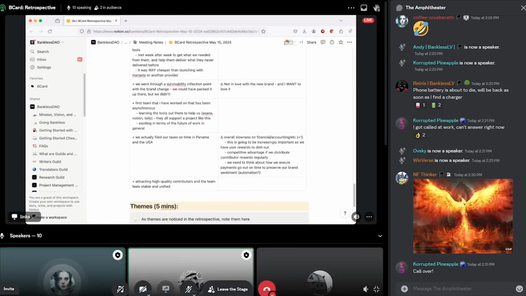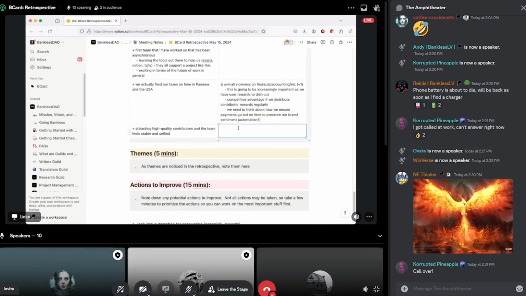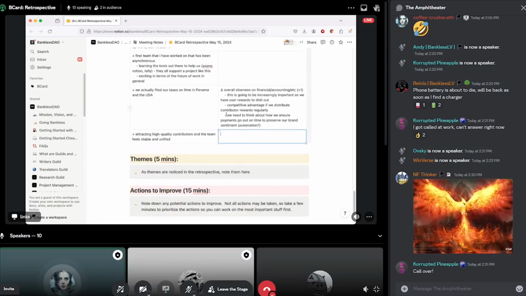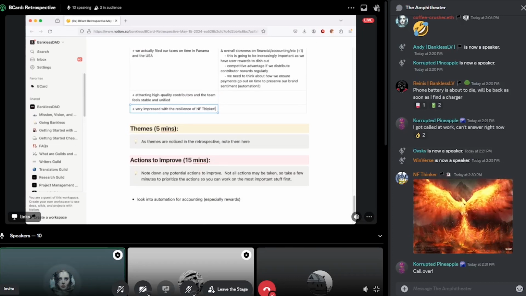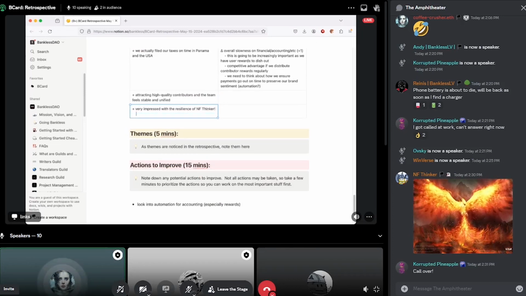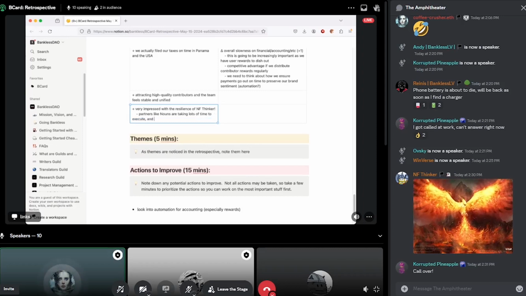Anything else, Pressure? Yeah. One other thing is that I'm very impressed, so it's a positive, with the resilience of NF with very high valued partners like Nouns that are taking a lot of time. He's basically babysitting, it's not an easy partner. And it's a testament to him that he's trying to get this ready for launch.